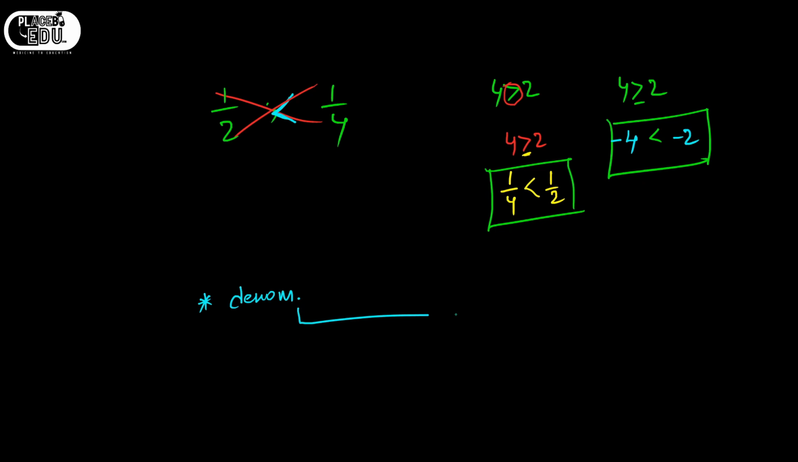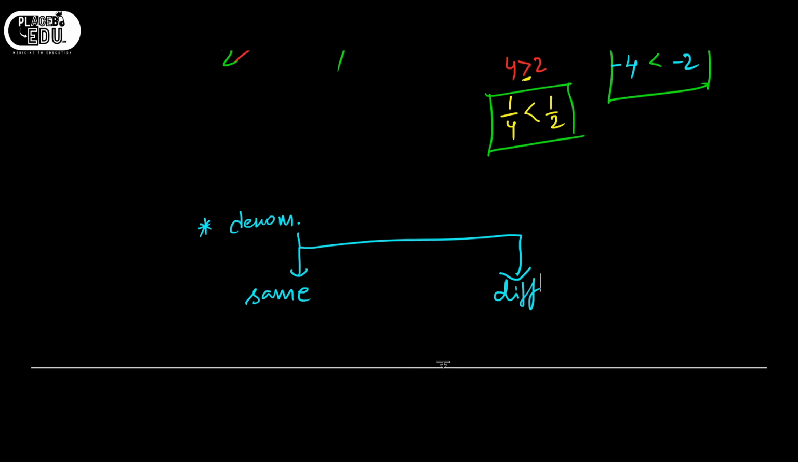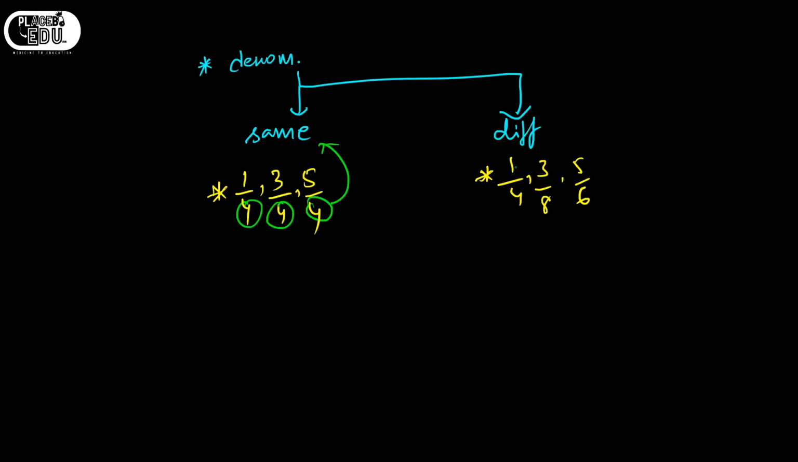So with denominator we have same denominator and different denominator, right? See, I will tell you. Same denominator means 1 by 4, 3 by 4, 5 by 4. Different denominators 1 by 4, 3 by 8, 5 by 6. For the first numbers, 4 is the denominator which is same. For the other numbers we have different denominators, right?